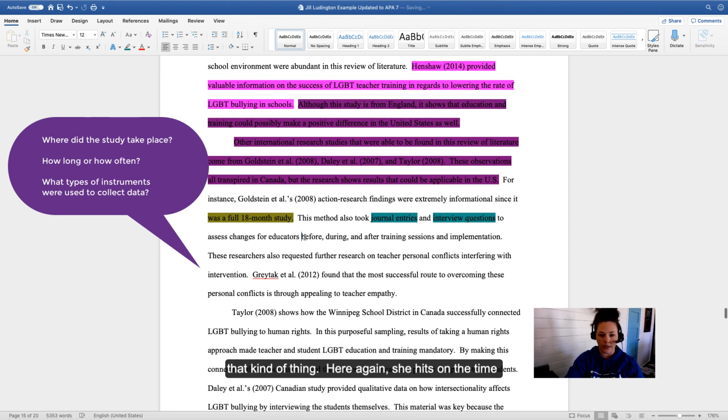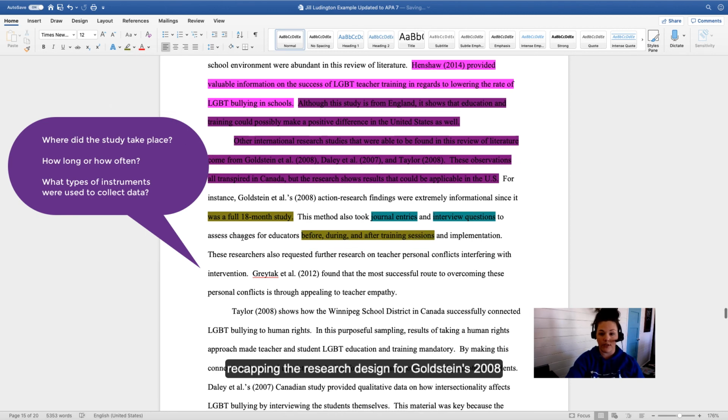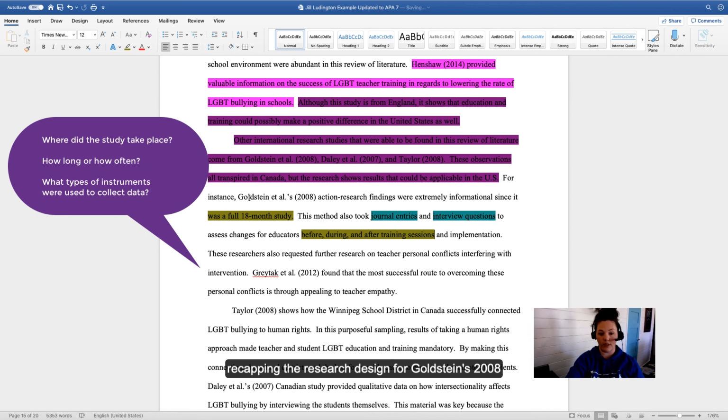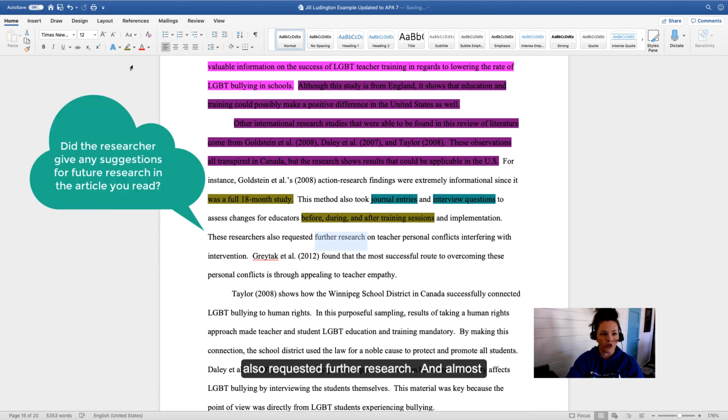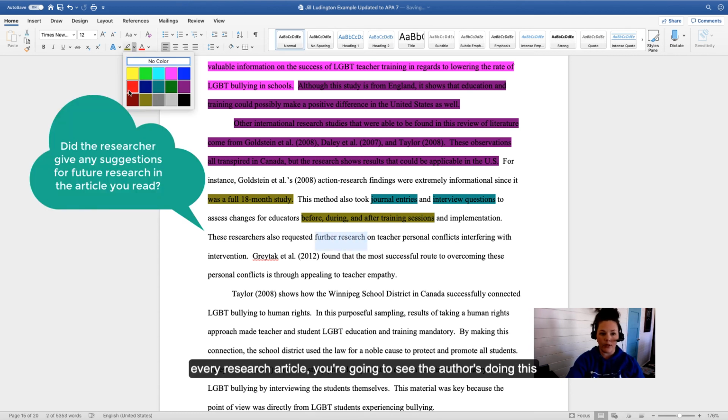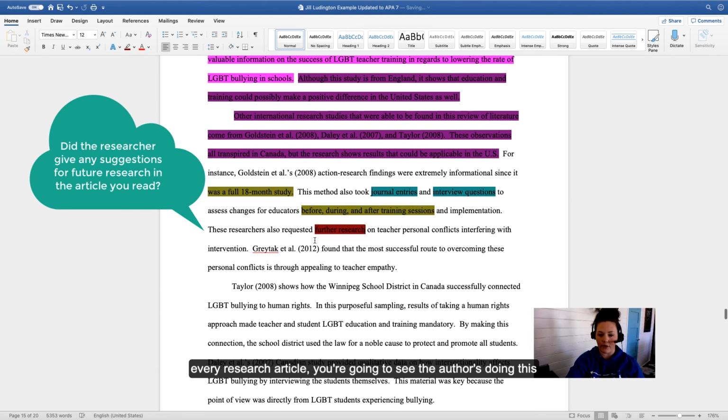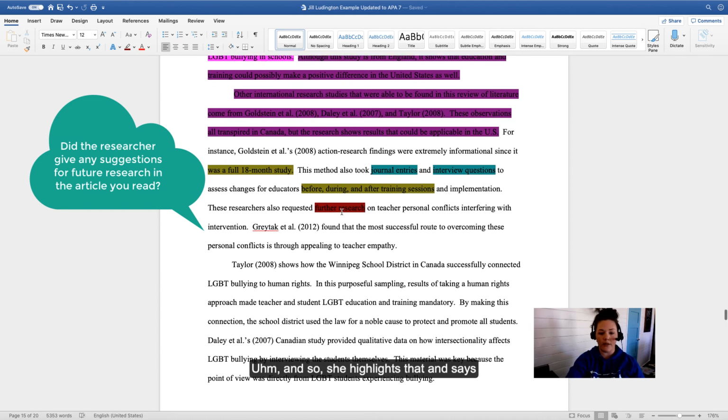Here again, she hits on the time before, during, and after training sessions. She's basically recapping the research design for Goldstein's 2008 study. She then goes in to say that the researchers also requested further research. In almost every research article, you're going to see the authors doing this. They'll say suggestions for future research or for further research, you should do this. And so she highlights that and says we need to continue the work that these researchers started.